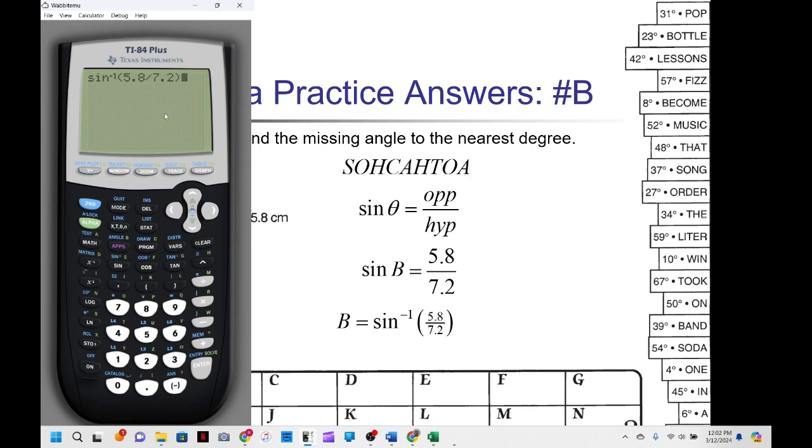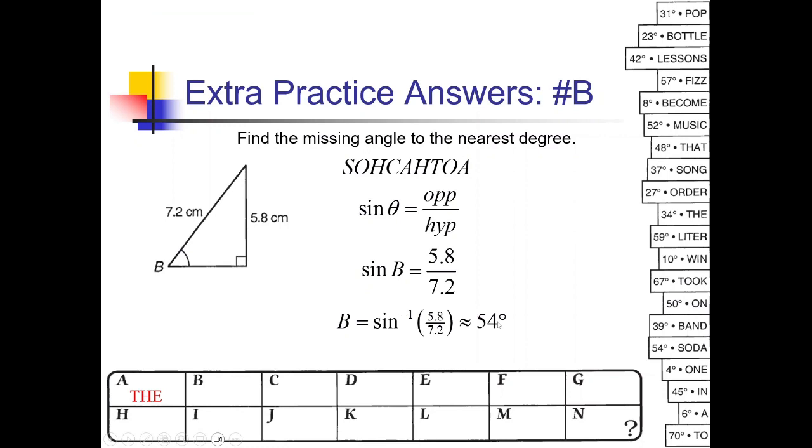So again, to do the inverse trig, you have to do second and then the original trig function, and this works for cosine and tan as well. So sine inverse of all that is going to give me about 54 degrees if I round that off. So 54 degrees, and it looks like I've got that right here. This is "soda" going in spot B.